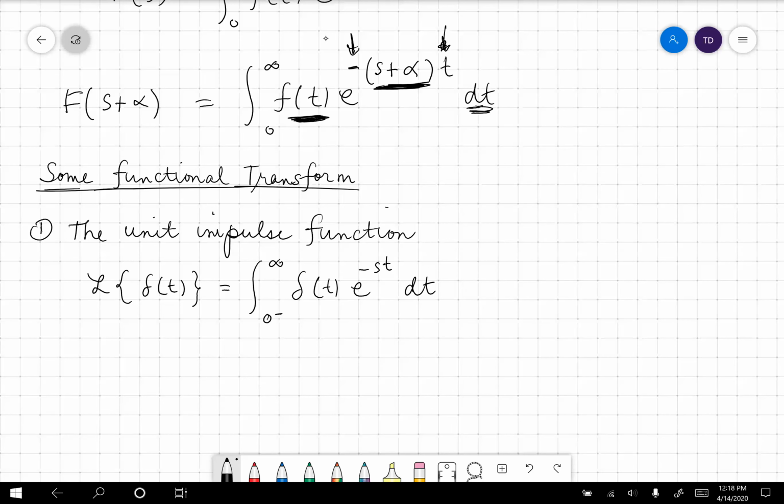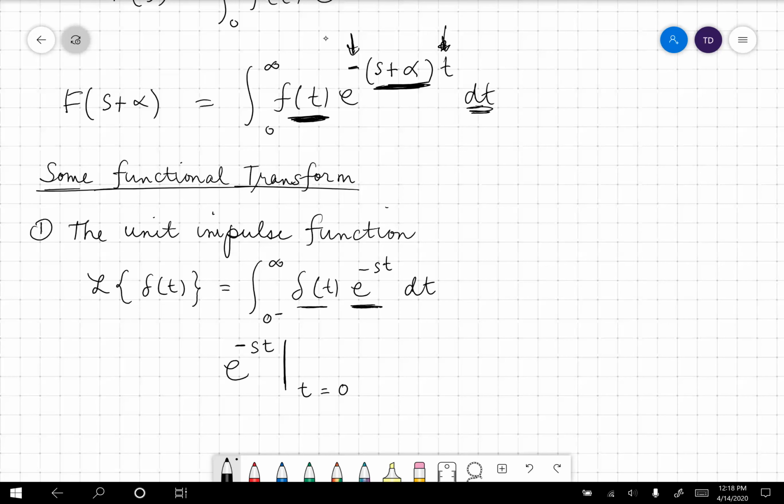To solve this, I use the sifting property of the impulse function. Do you remember the impulse function sifting property? So this function is multiplying the impulse function. What it does is it sifts e to the minus st out of the integral and evaluates it where the impulse occurs, at t equal to 0. That impulse occurs at 0.